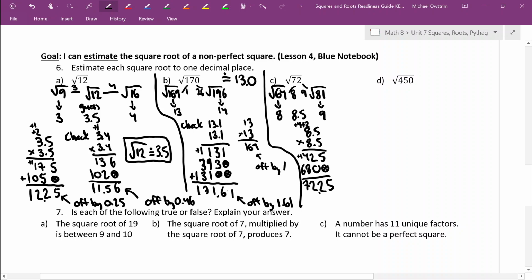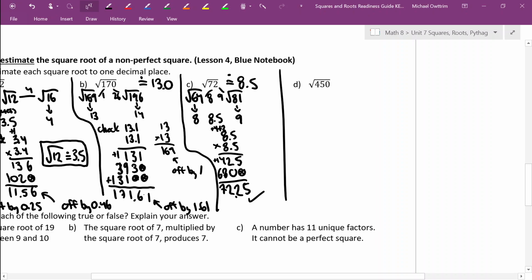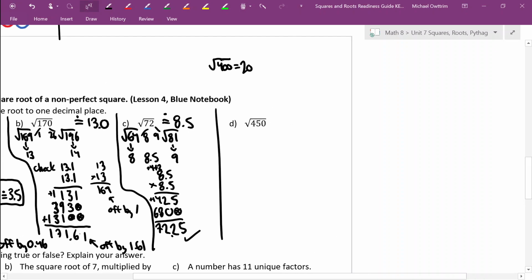So that is 72.25, and that is close enough. So we're going to say that our square root of 72 is approximately equal to 8.5. Okay, last one here. Let's think about this a little bit. This is obviously outside of our memorized range, but we do know that square root 400 is equal to 20 from our tens. So let's think about 21.